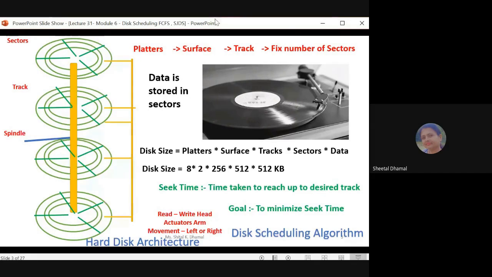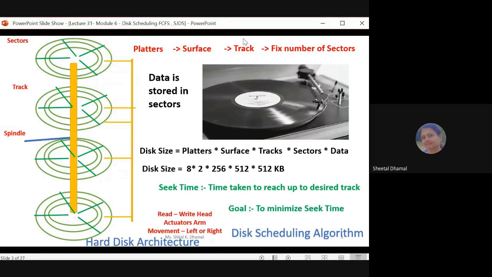But now what can be the worst case over here? Let us consider that 200 tracks are there, your read write head is pointing to track number 0, and the operating system needs to fetch data from the file saved inside track number 199. That is the last track number, because you have 200 tracks. So currently the read write head is pointing to track number 0, and the OS needs to fetch the data from track number 199.